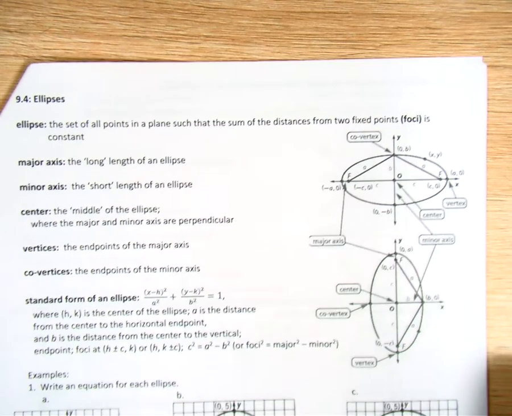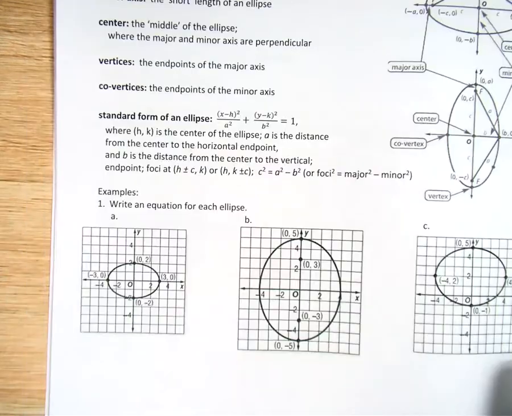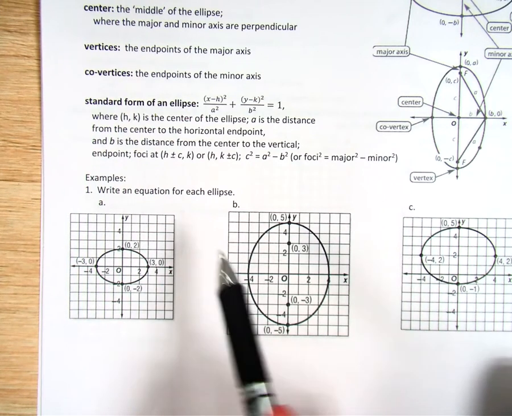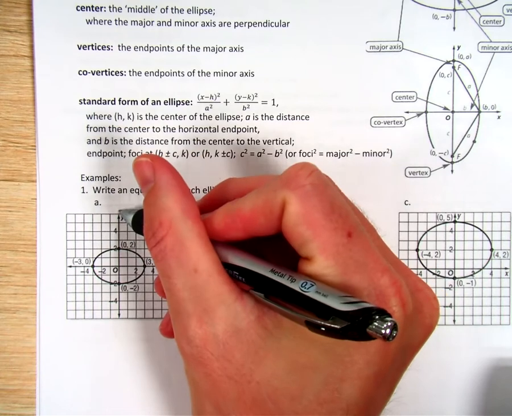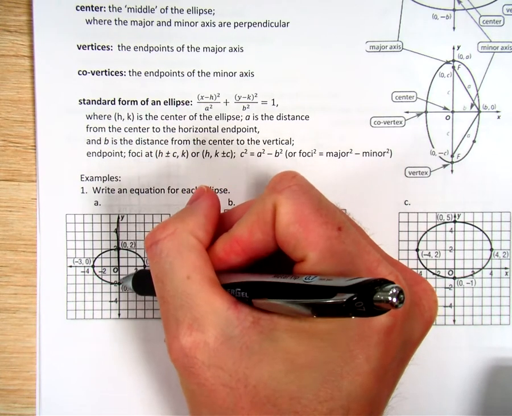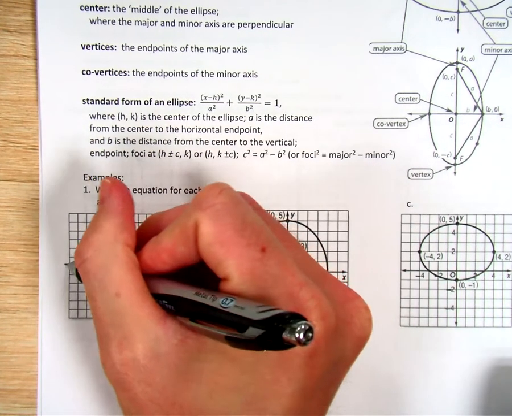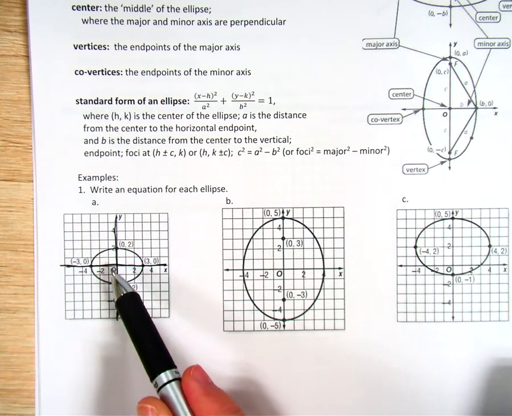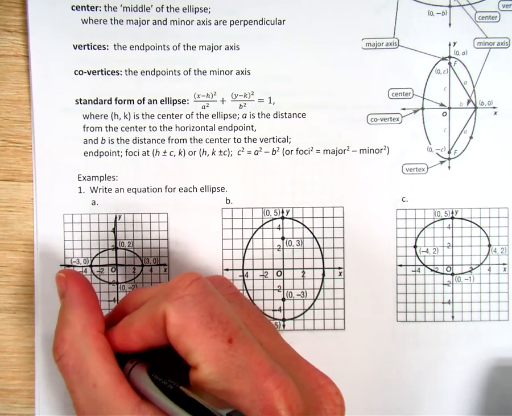Okie dokes. Slide on down to the easy stuff. Write an equation for each ellipse. Alright, where's my center at? Well, your center is where your two axes will cross. This is a nice one. It crosses at 0, 0. So my center is going to be 0, 0.